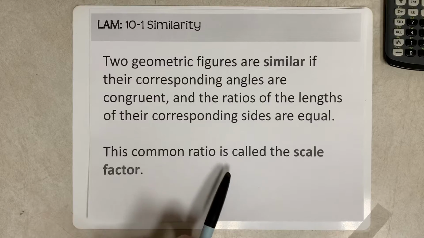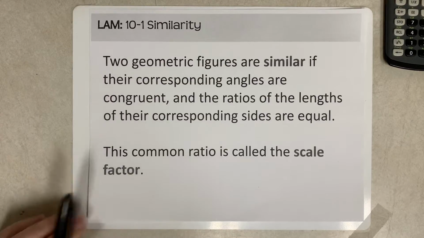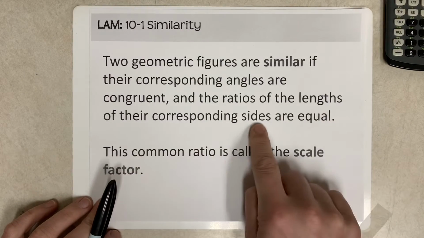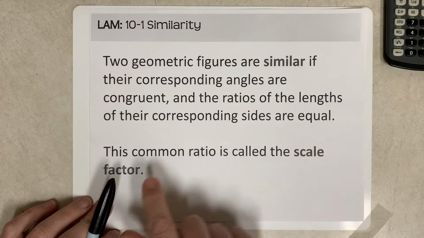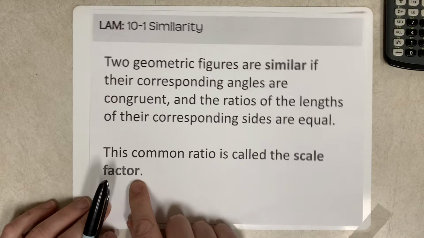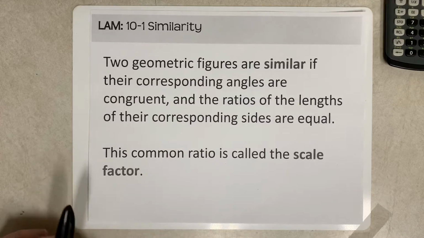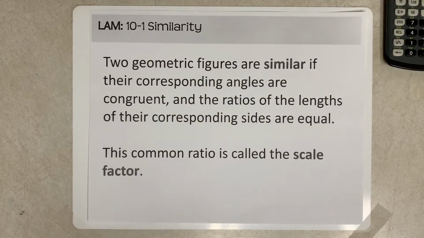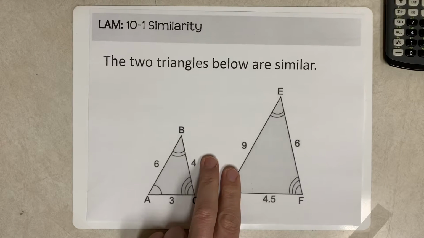The common ratio is called the scale factor. So when we say the ratios of the lengths of the corresponding sides are equal, that ratio, we're going to call the scale factor, and that's something that we're going to find almost every time when we have similarity problems. So we're going to start out with looking at a couple of similar triangles.